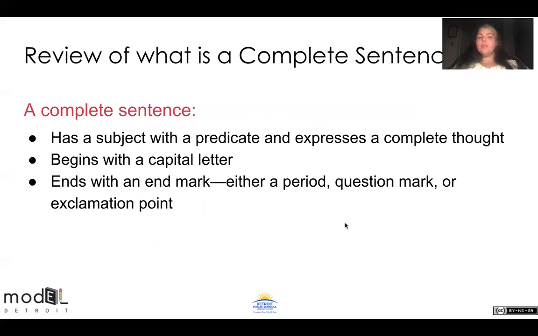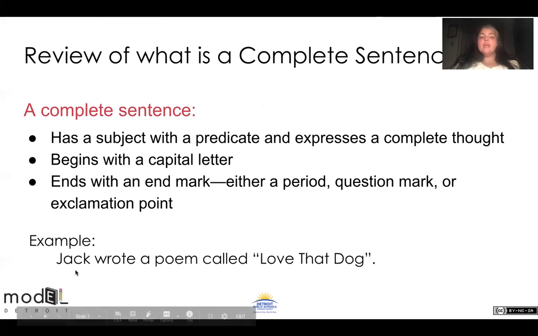So let's have a really quick review of what is a complete sentence. Now, a complete sentence has a subject with a predicate and expresses a complete thought. It begins with a capital letter and it ends with an end mark, either a period, question mark, or exclamation point. Let me show you an example.